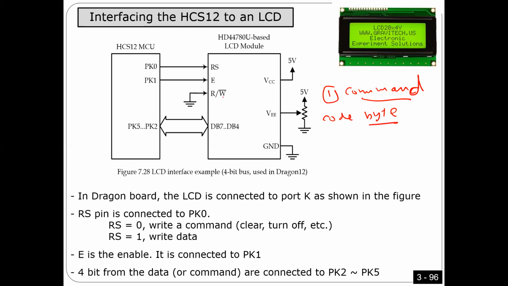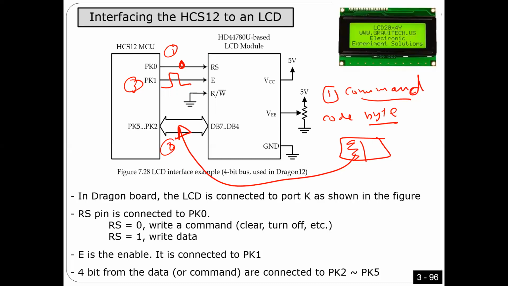How do I send this command to the LCD? Number one, I have to put 0 here. Make sense? Number two, for this byte, I have to take the most significant first. I have to put the most significant first here. Is that okay, guys? Then number three, I have to generate a signal here. Once I do that, the LCD is going to take these 4 bits.